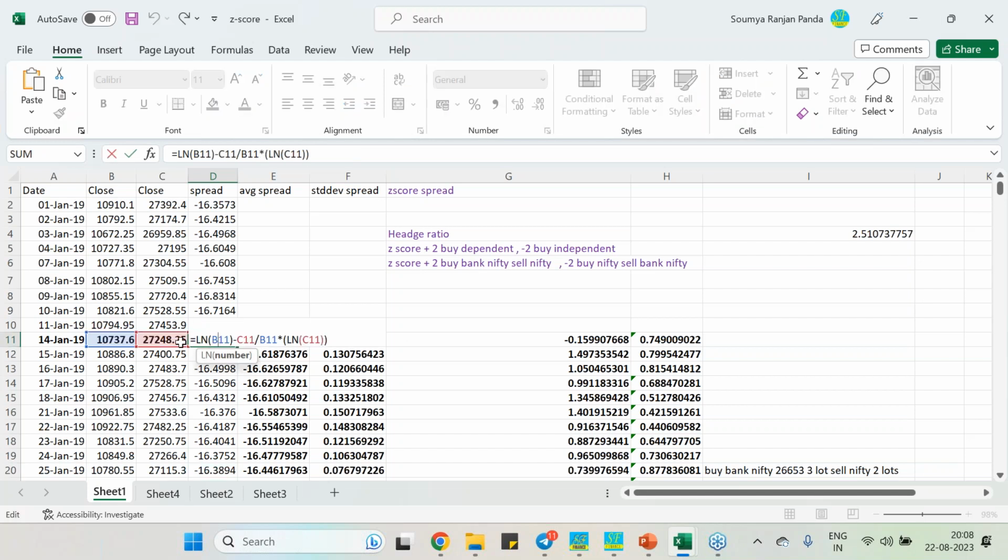The spread is ln of the independent minus dependent, divided by the independent value, plus the natural logarithm of the dependent value. That is the spread. Why is Nifty first and Bank Nifty next? Because Nifty is not a sectoral index. It is a common index, so it will always be independent. Here volatility has no role.